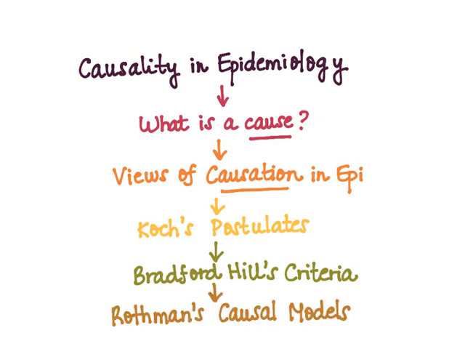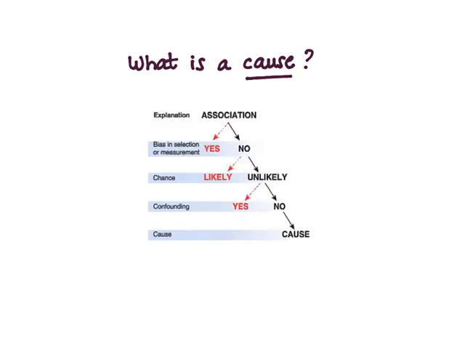And so first up, let's define what is a cause. And so I'll pull up a picture here. In this, we see that in epidemiology, the main objective is to explain an association that may exist between an exposure variable and an outcome variable.